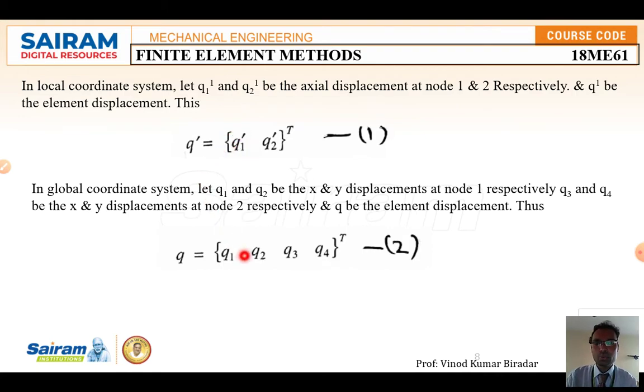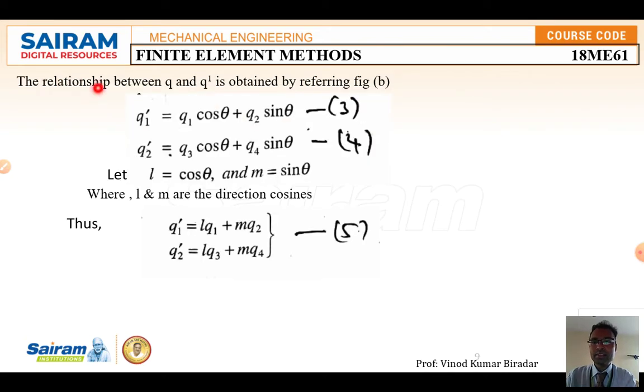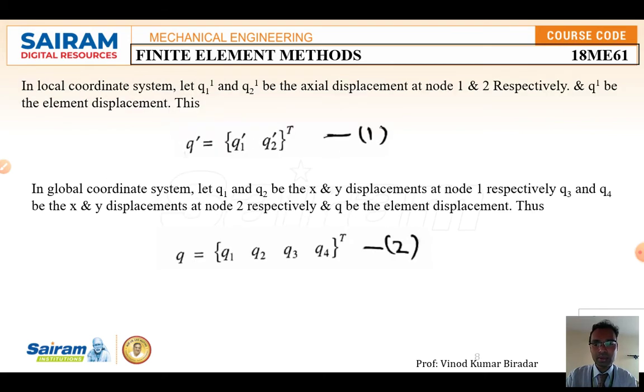Coming to the global coordinate system, each node has 2 degrees of freedom: at node number 1, q1 and q2, and at node number 2, q3 and q4. Like that you write q as the element displacement vector in the global coordinate system. Give equation number 2. The relationship between q and q dash is obtained by referring to the diagram, so you have to simplify this by observing the diagram.